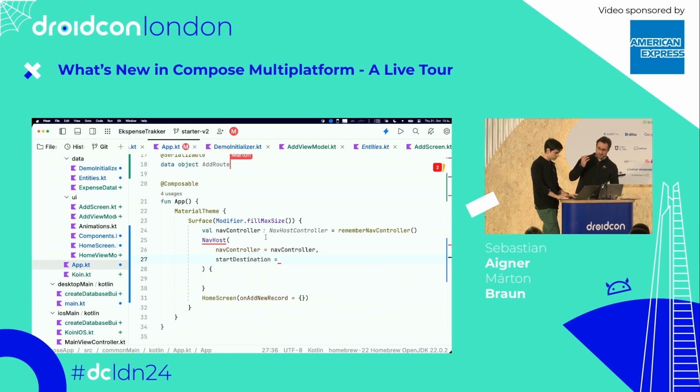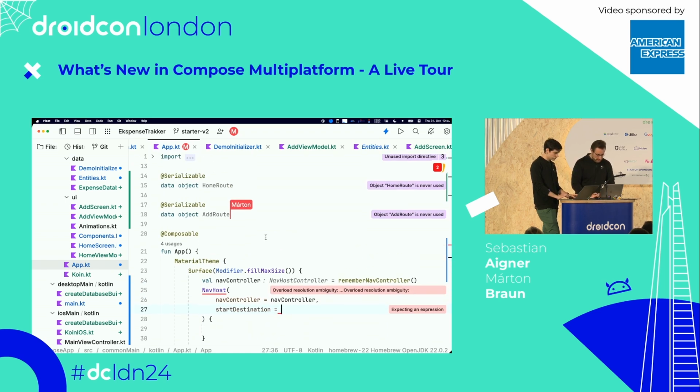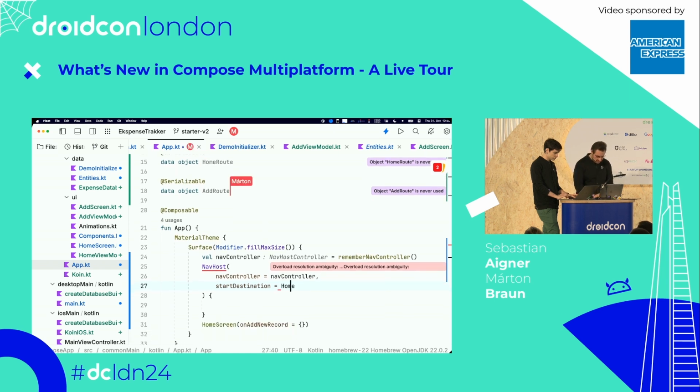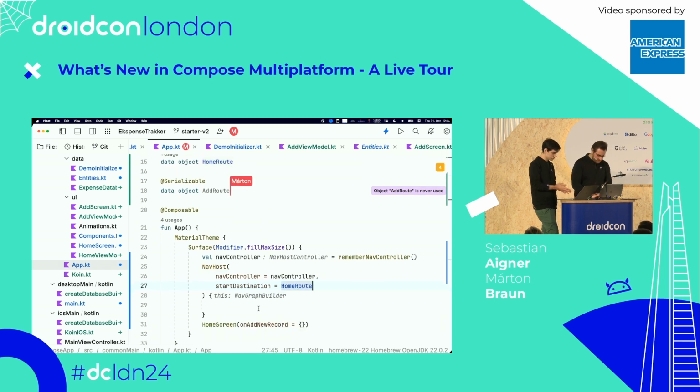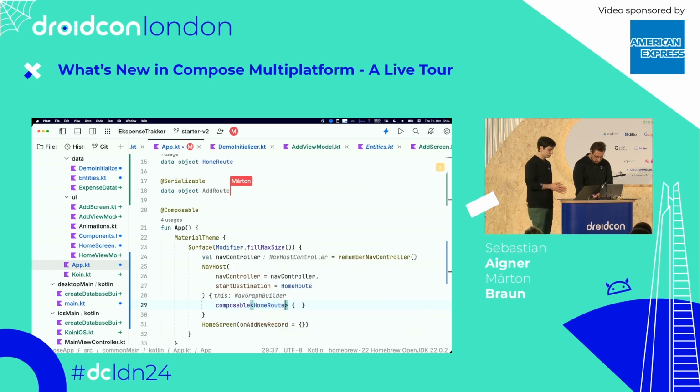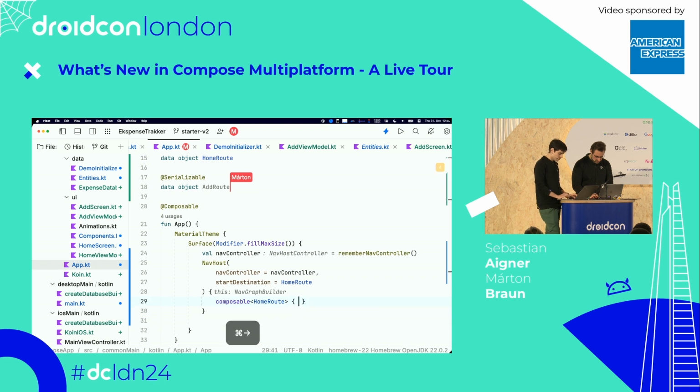Because we're using type-safe navigation here, I'm going to use one of the objects that Márton just gave me. So I'm going to specify that it's the home route. Typically, you just put a string in here. And now we'll just specify the two routes. We have one of the routes for the home route, which is our home screen. We'll move that in here.